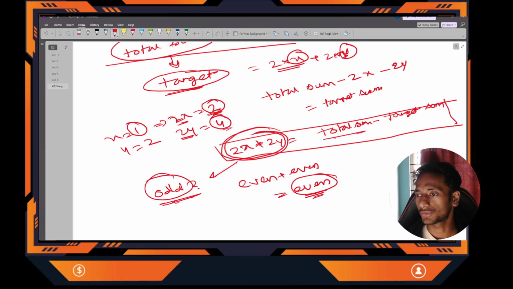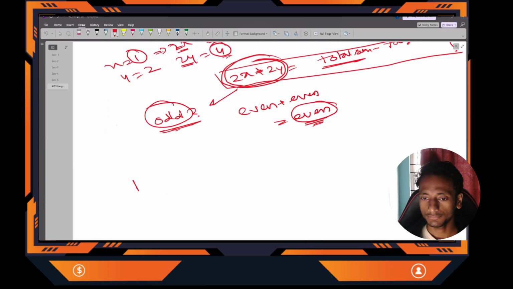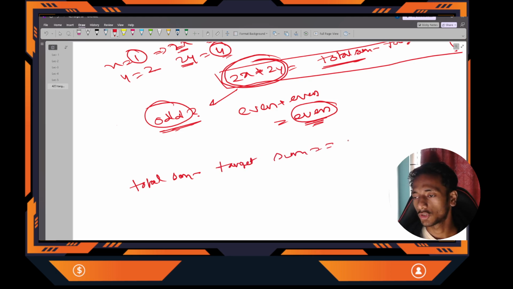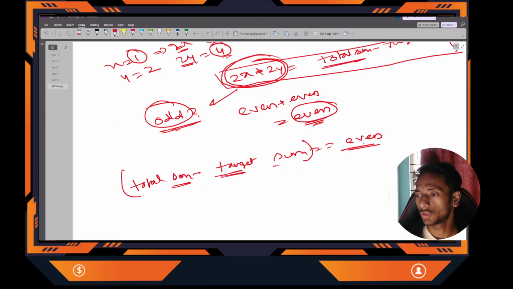So if I subtract the target sum from the total sum, whatever sum I have, that should always be even. Correct? That should always be even. So I have to check that whatever the sum I have and whatever the target I have, if we subtract them, the result should always be even. If it is odd, then we have to return an empty array because there is no valid answer array.